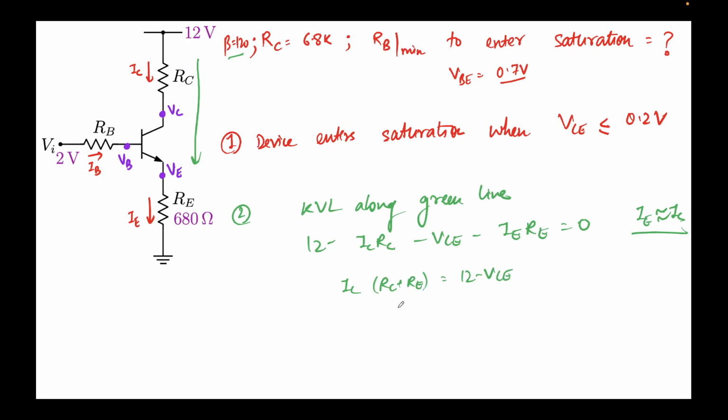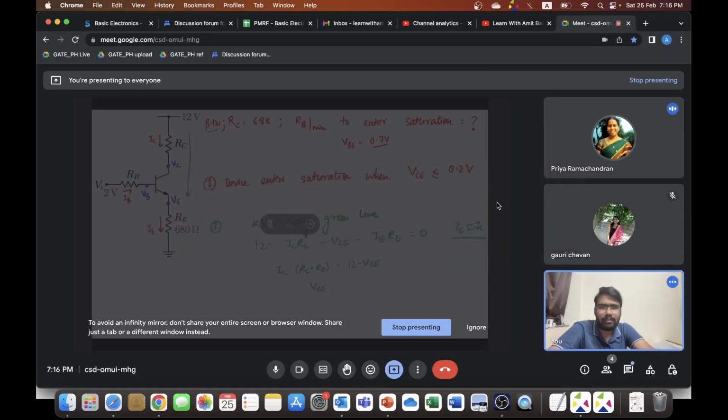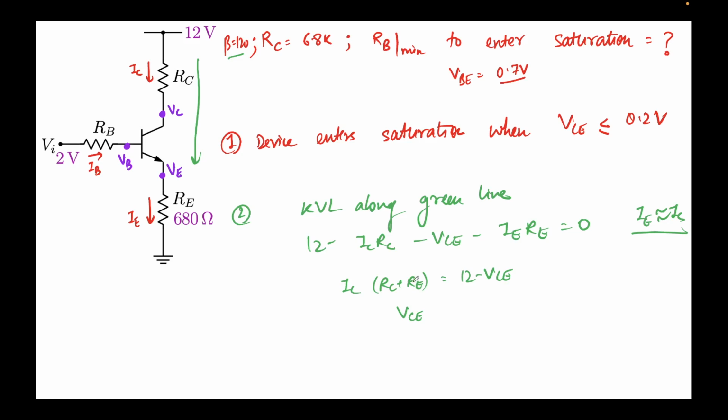So from here what we will get is VCE. Right, what you write is not visible. Again, just hold on. Now we can see. It is visible now? Yes. Okay. Yes, sir. Okay.